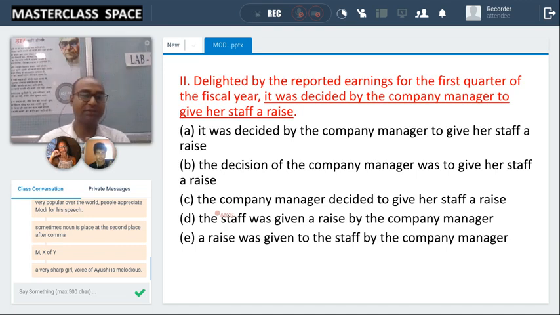Okay, so let us move ahead. What I said was a very sharp girl, and then after the comma it is voice, right? So voice cannot be a sharp girl. It is actually Ayushi, right? So we have to identify the correct noun that should be just after the comma, and we should write: a very sharp girl, Ayushi has a melodious voice.